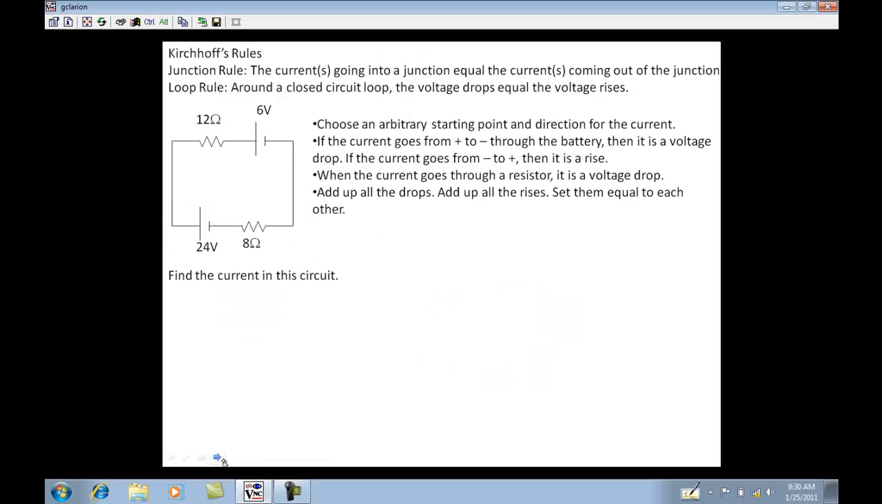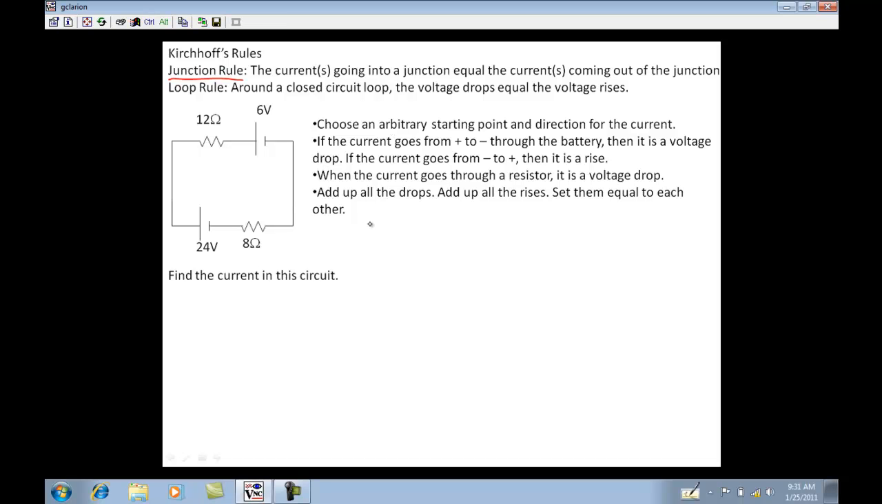So Kirchhoff's rules. Okay, so these are the rules that we will cover. There's never been a Kirchhoff's law problem. There has been a version of it on the AP test, but you never know. So we'll cover the Kirchhoff's rule stuff. Okay. So the junction rule, basically, we know the junction rule. It says the currents going into a junction equal the currents coming out of the junction. We will hardly ever use a junction rule.